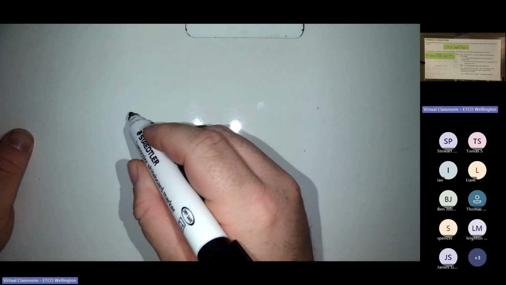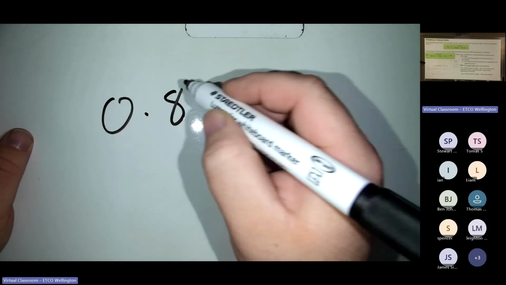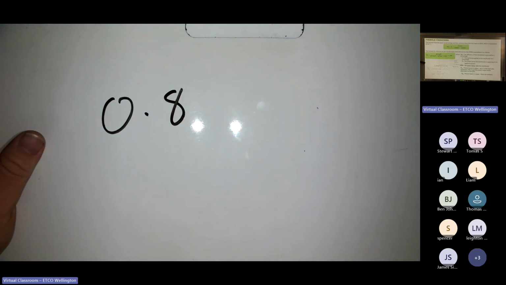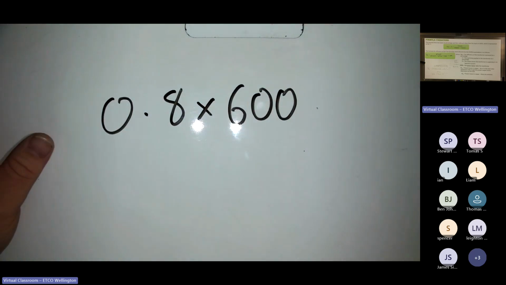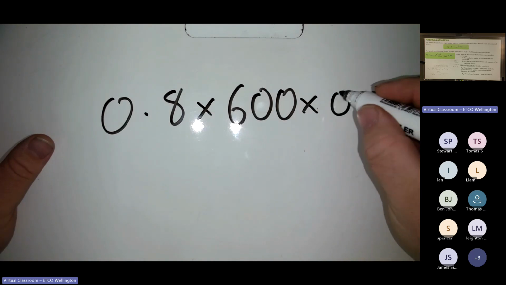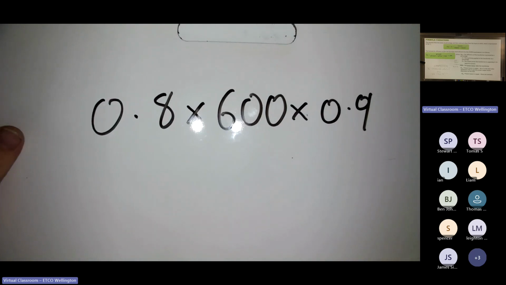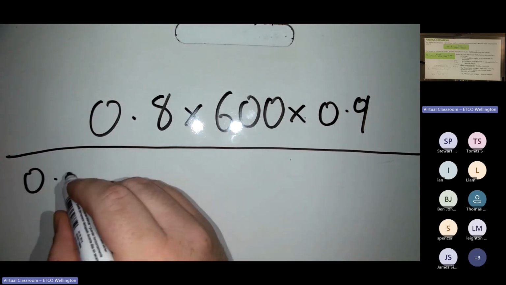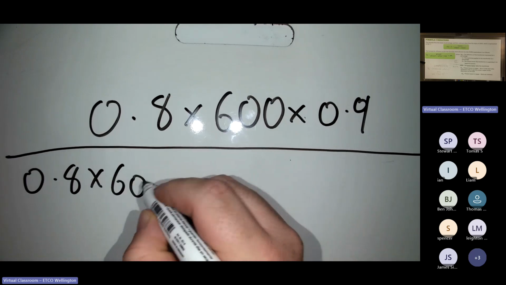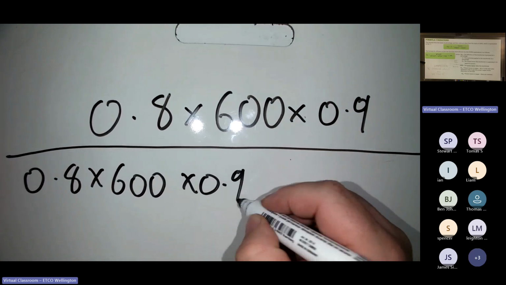So we'll give it a go at another one. We have a transformer and we're trying to figure out the efficiency. We know the load being applied to the transformer is 80%, which is 0.8, and the output of the transformer is 600 VA, and it has a power factor of 0.9. Cool. So this is the start of the calculation, and we're dividing it by itself. So 0.8 times 600 times 0.9 power factor.